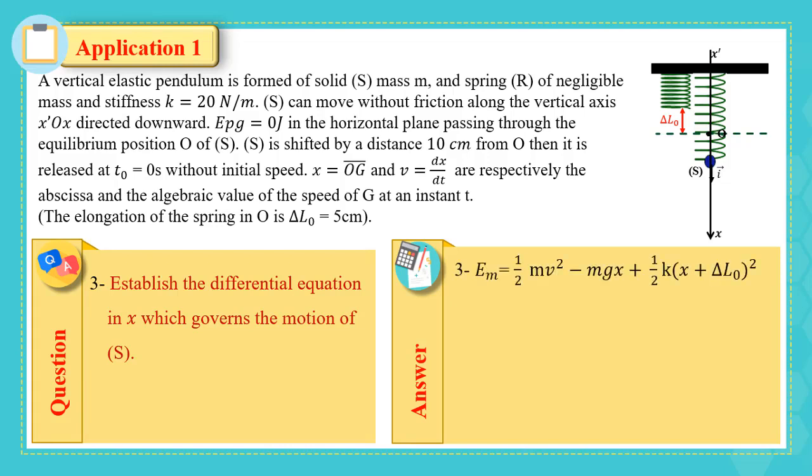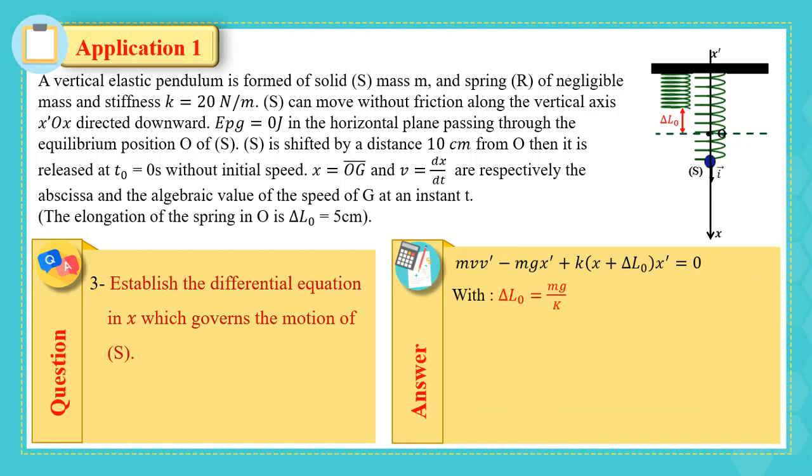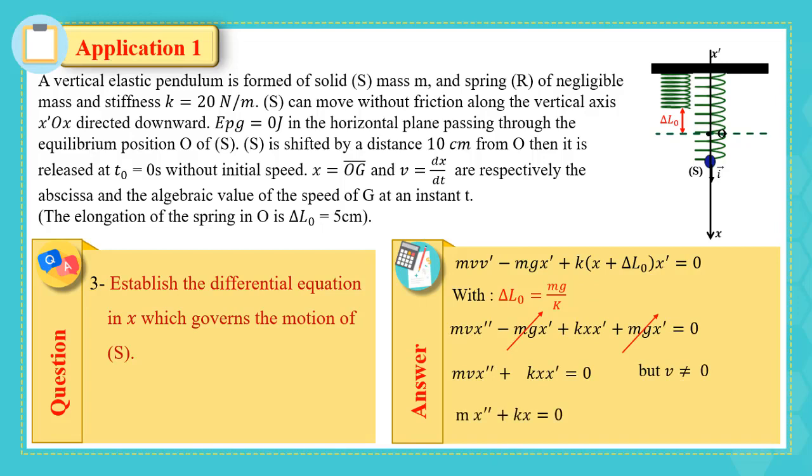So we have the expression of the mechanical energy at any instant, we take the derivative because the mechanical energy is constant, so it will be 0. Finally, the answer is x double prime plus k over m x equals 0.